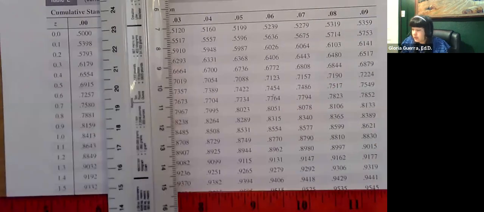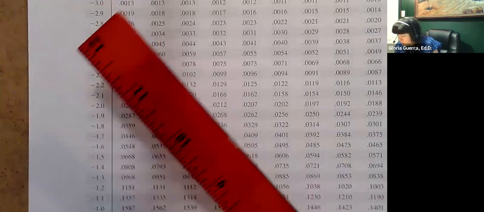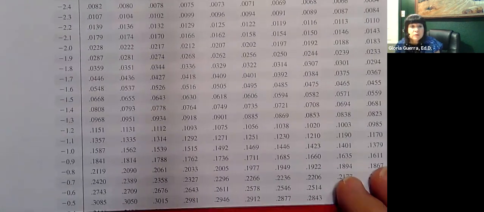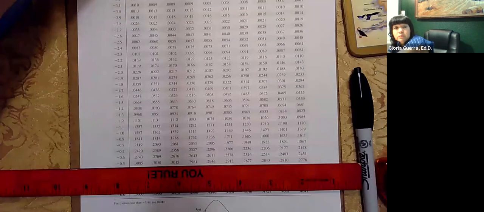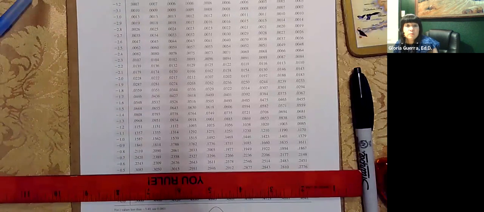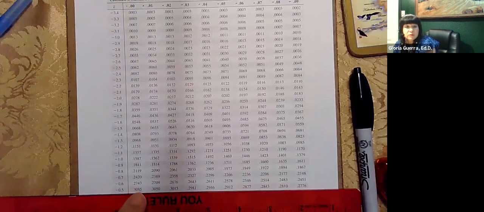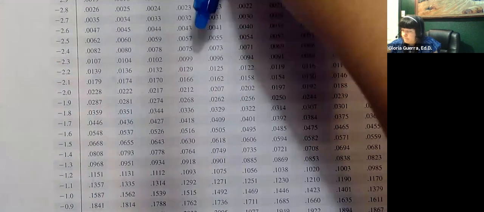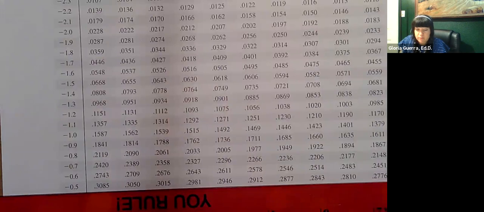All right. And then we're going to take away the other one, negative 0.5. So I'm going to go to the negative side. Negative 0.5, and then it's 0, 0. So there's the negative 0.5, and then remember 0, 0. See, it's right there in the front. And so it's this number right here, which is 0.3085.